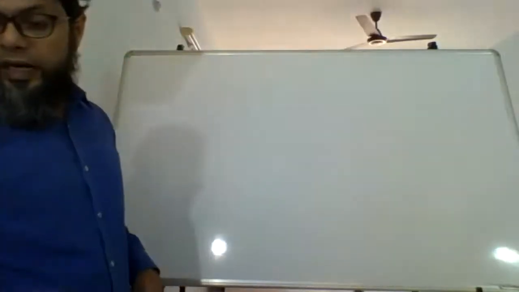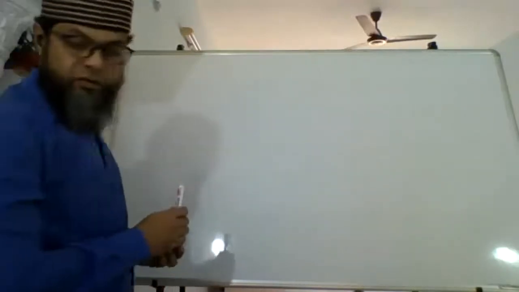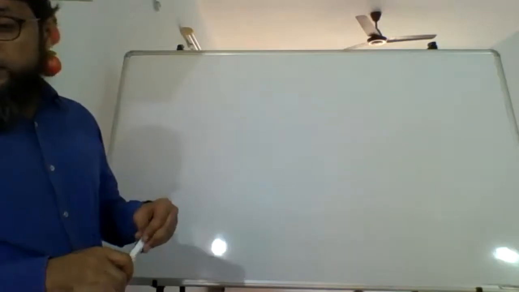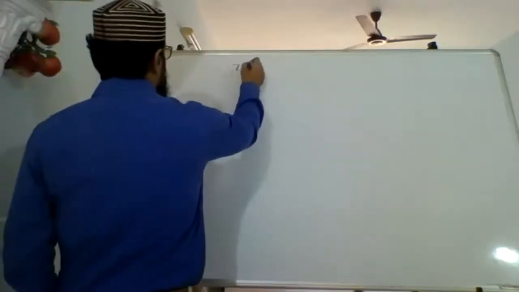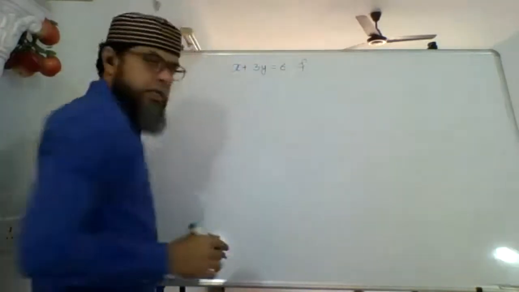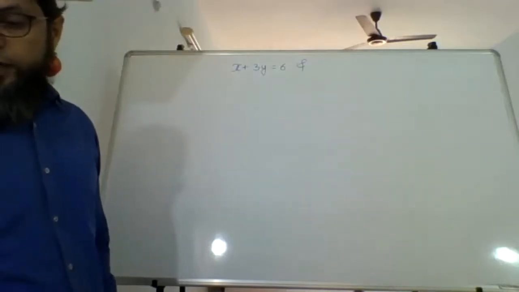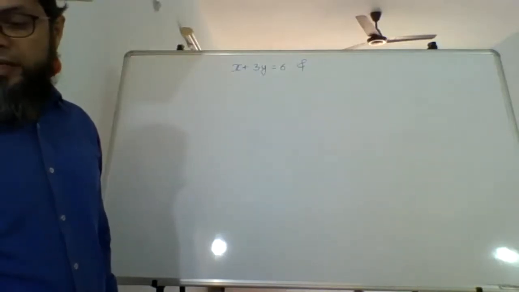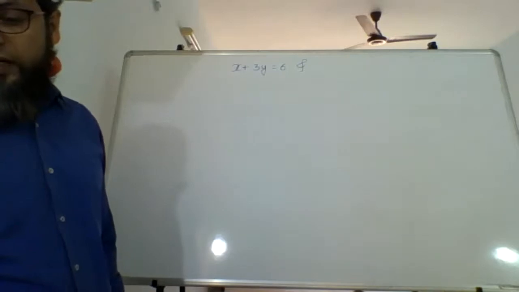You have to check graphically whether x plus 3y equal to 6 and 2x minus 3y equal to 12 are consistent.